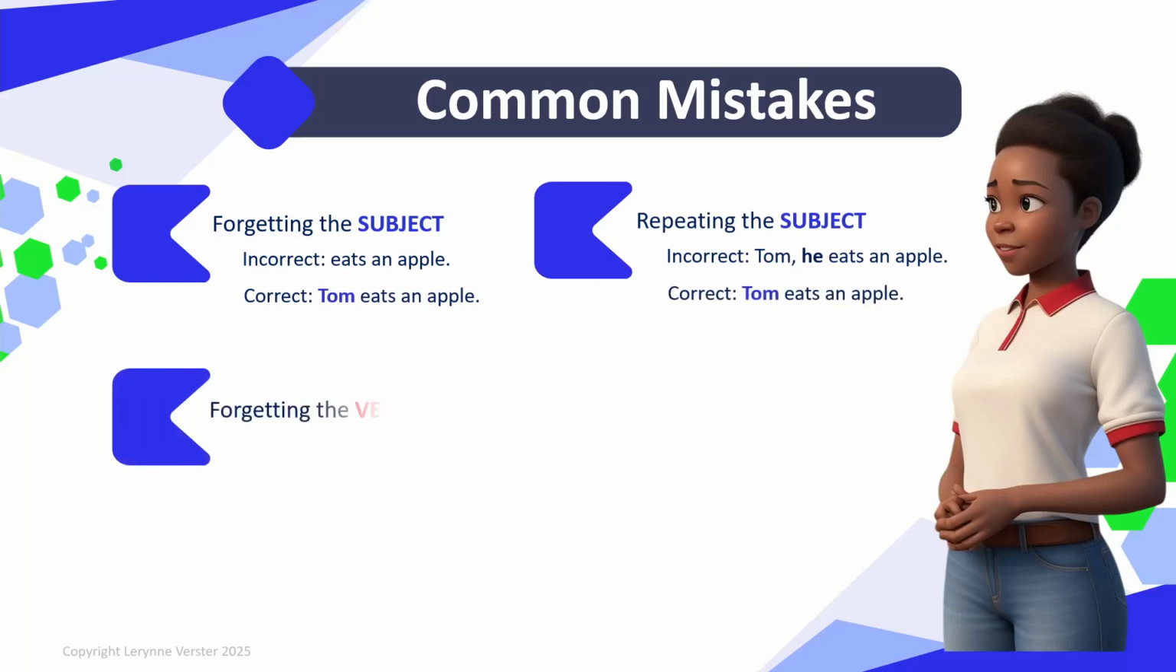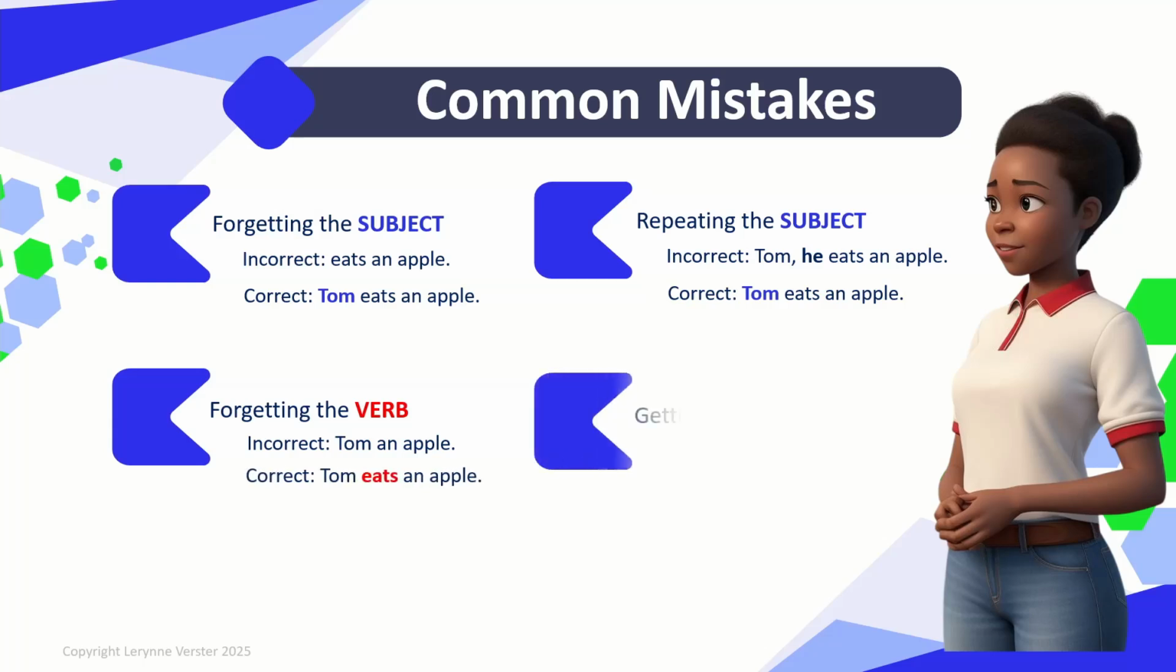Forgetting the verb. This results in nobody knowing what is happening. Incorrect. Tom, an apple. Correct. Tom eats an apple. Getting the word order wrong. Incorrect. Eats Tom an apple. Correct. Tom eats an apple.